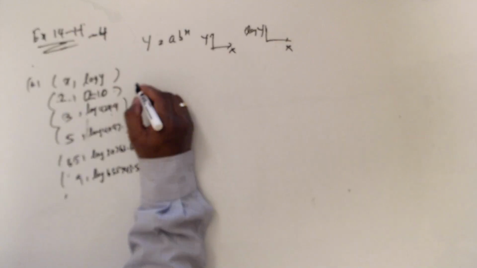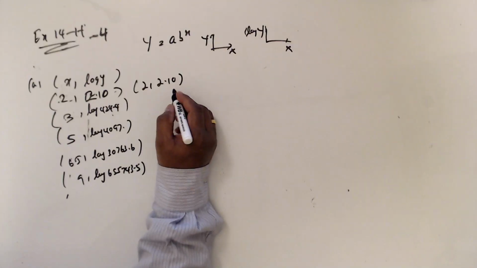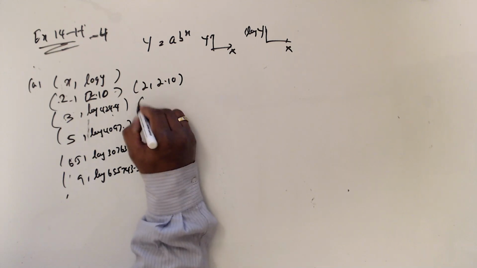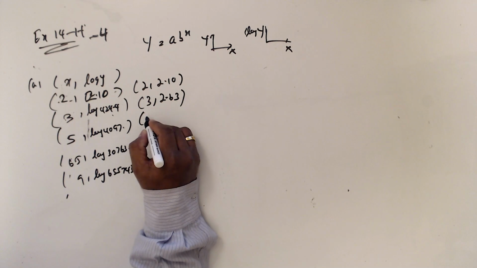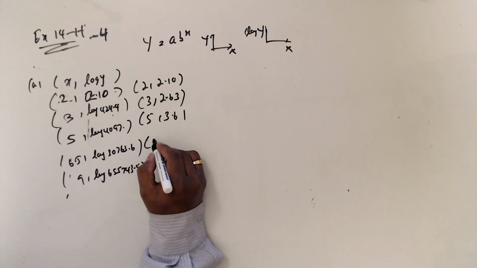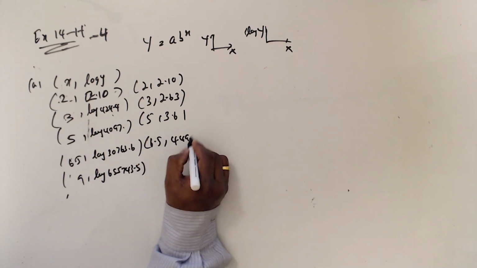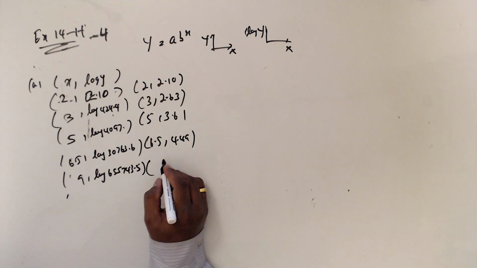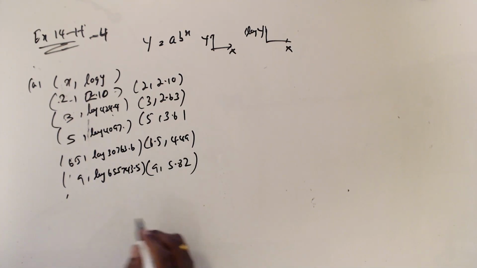So you will get the data: 2, 2.10; 3, 2.63; 5, 3.61; 6.5, 4.49; and 9, 5.82.